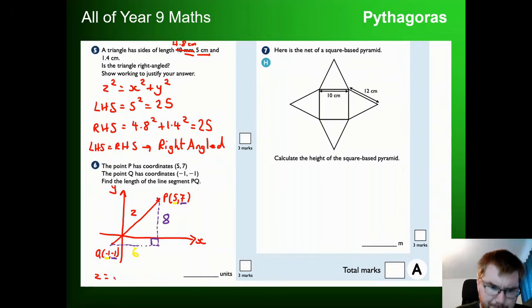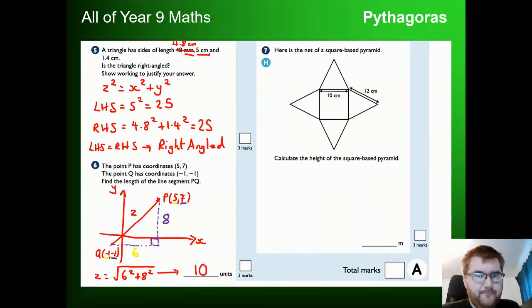So all we need to do here is do the square root of 6 squared plus 8 squared and work this out. Now I can actually do this in my head here. This is actually equal to 10. You can check this on your calculator. So z will be equal to 10 units.